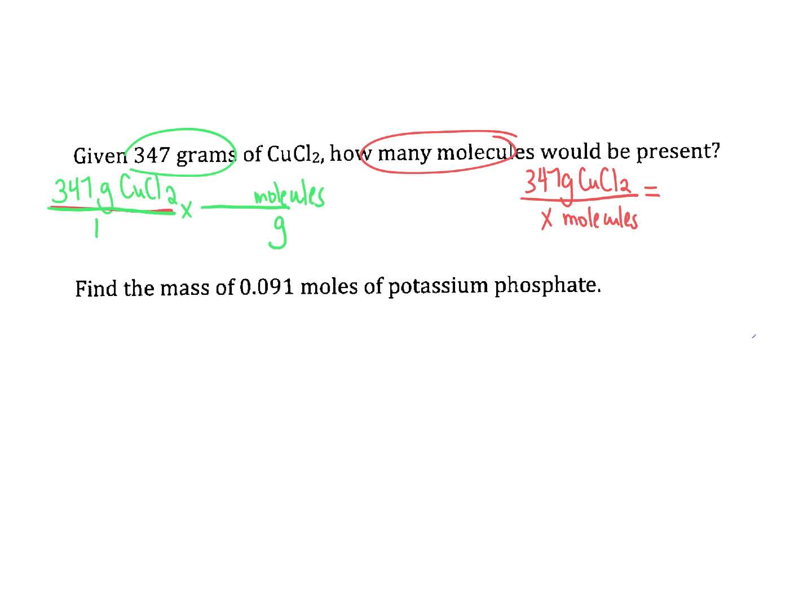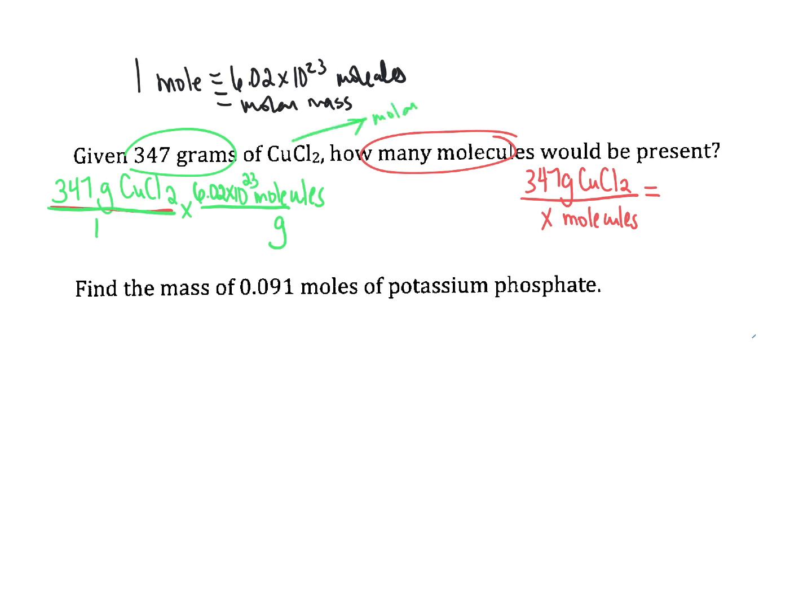Well, again, we kind of have to do things a little bit differently here. We know that 1 mole is 6.02 times 10 to the 23rd molecules, and we know that 1 mole is equal to the molar mass. So again, we can use the fact that that would mean that there are 6.02 times 10 to the 23rd molecules in the molar mass of CuCl2. So we got to find the molar mass of CuCl2, which is 134.45 grams in each mole.